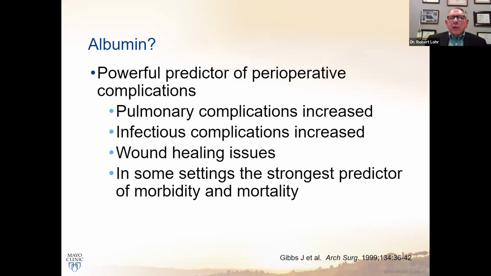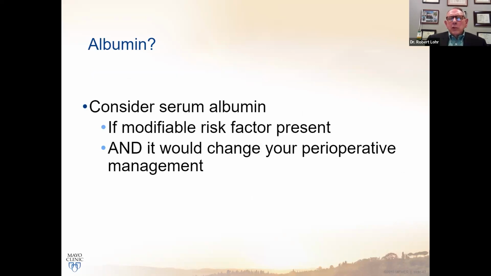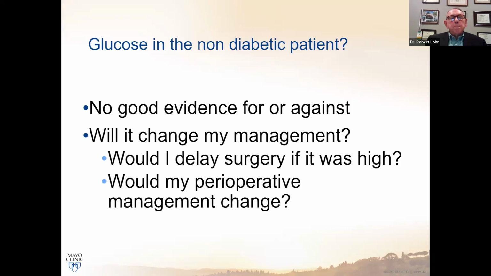And I have never drawn an albumin or requested an albumin specifically to assess risk. I have if the patient appears to be malnourished, or if I know they're malnourished because they haven't been able to eat for a long time, they're going to have some GI procedure and that sort of thing. So you could consider it if there's a modifiable risk factor present, like tube feeding before surgery or TPN before surgery. And again, it would change perioperative management, but otherwise, I don't think I would be doing routine albumins.